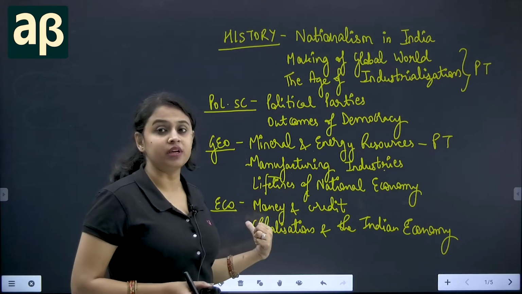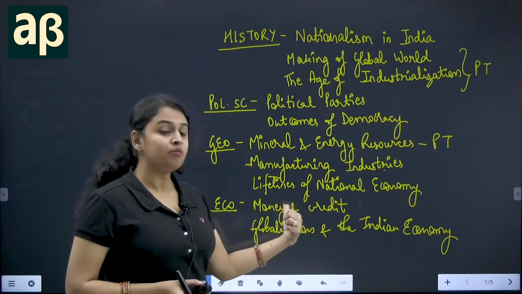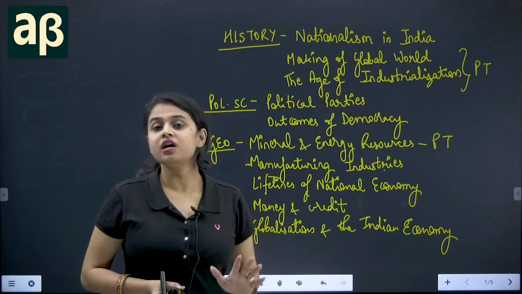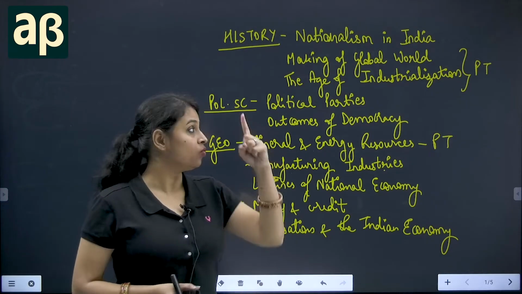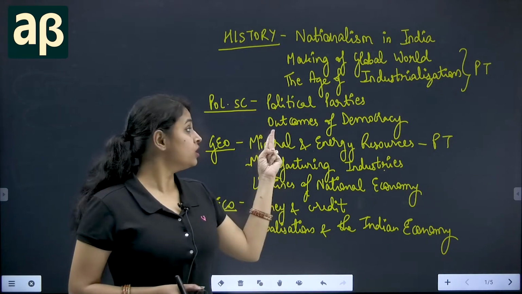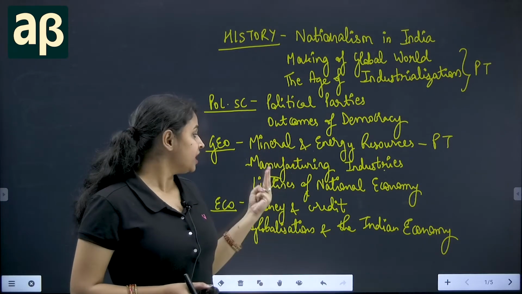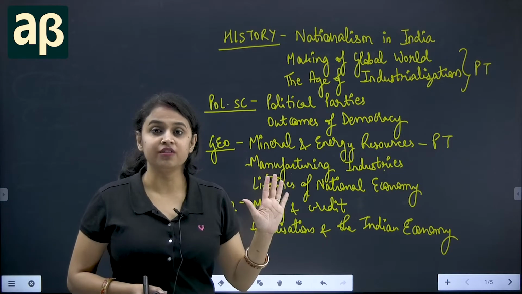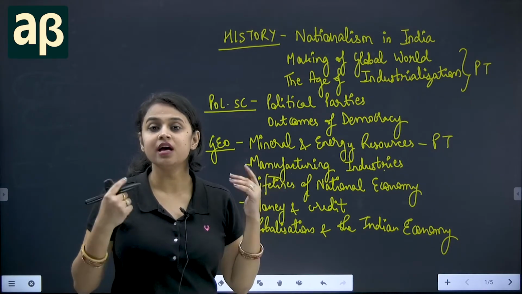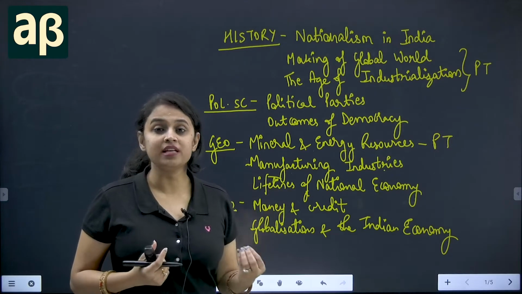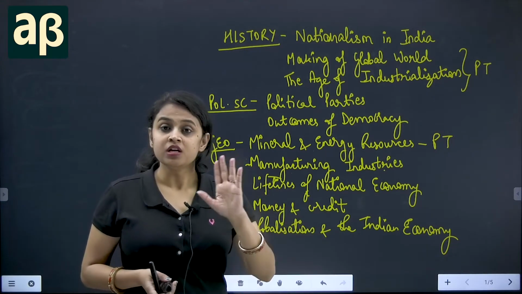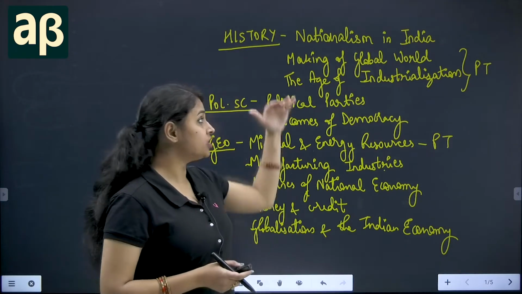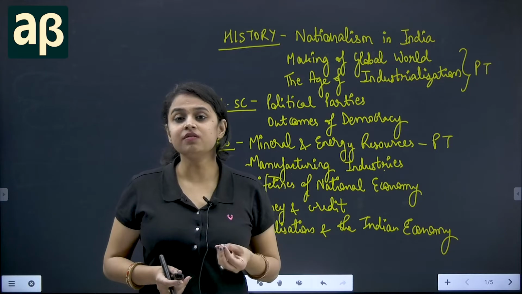And coming to economics, we have 2 more chapters here, money and credit and globalization in the Indian economy. So ये हमारा syllabus है. Nationalism in India 1, political parties 2, outcomes of democracy 3, then you have manufacturing industries 4, lifelines of national economy 5, money and credit 6, and 7th is globalization and the Indian economy. So now that we are clear with the syllabus, ये division chapter wise तो है, but marks की weightage क्या है?